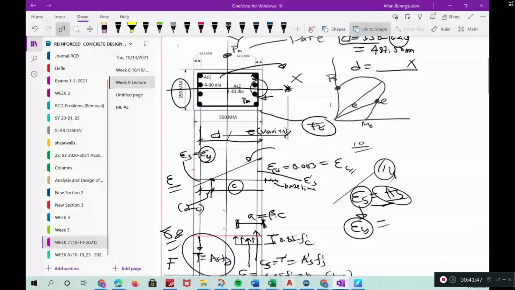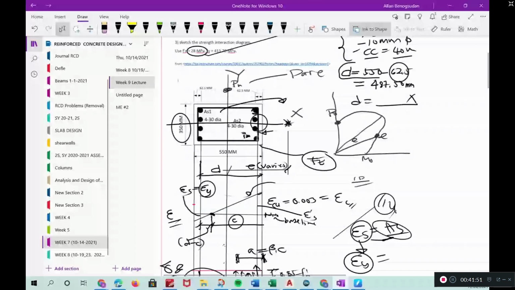Sandali. Ito po, sandali. If this one is our edge, itong 550, okay? If that one is our edge, itong sa gitna, pwede nating tawagin na edge over 2, di ba?